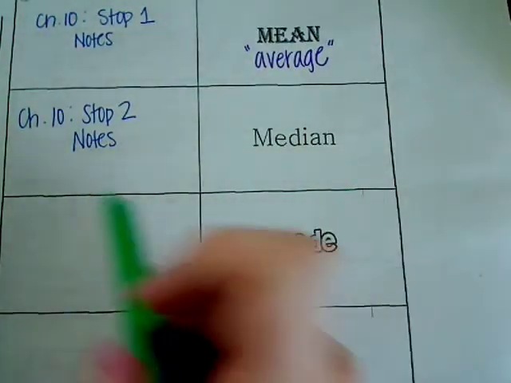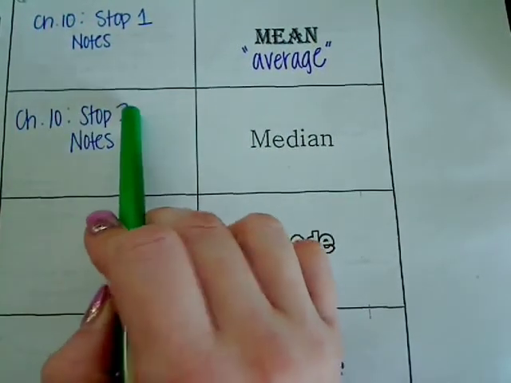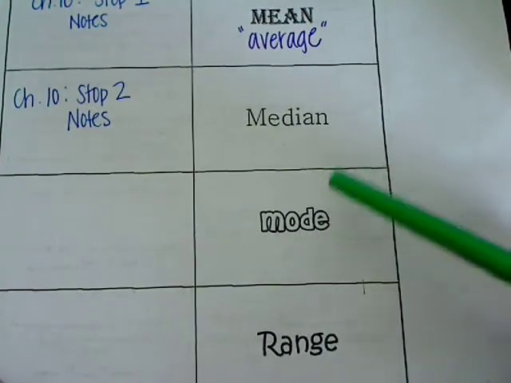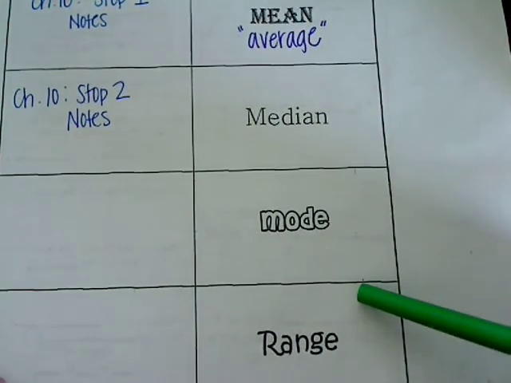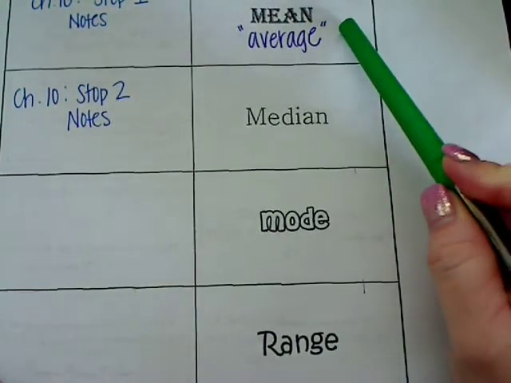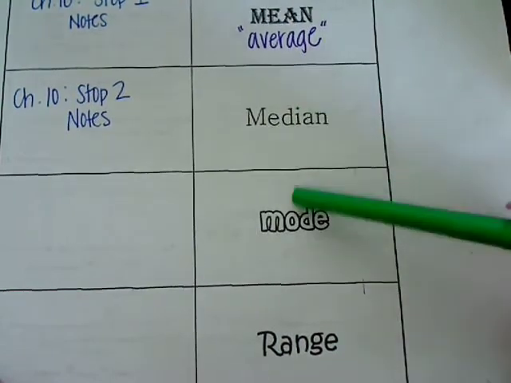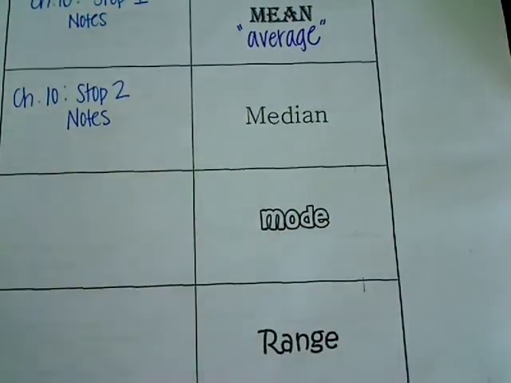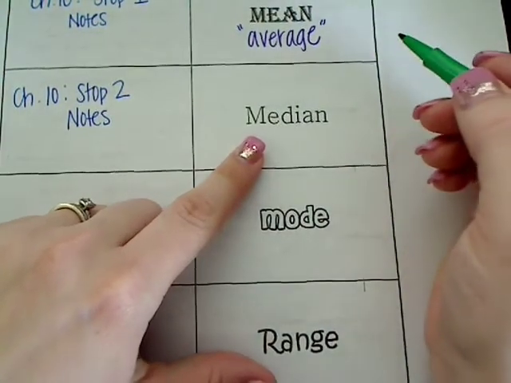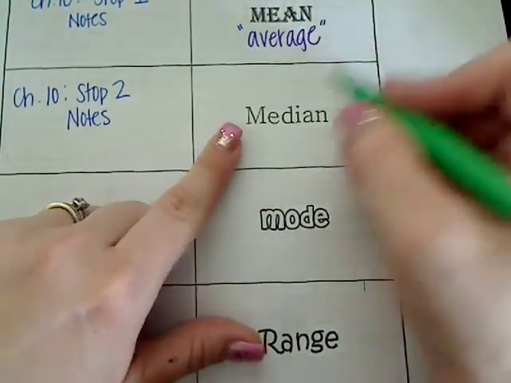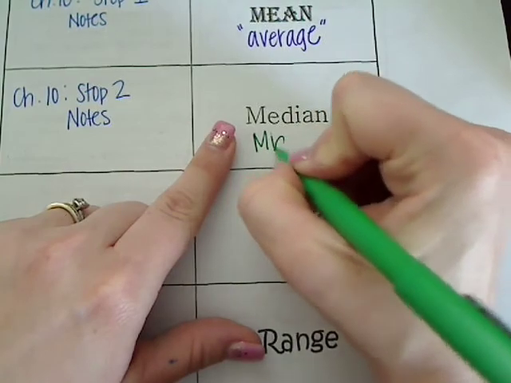Okay, these are going to be our notes for Chapter 10, Stop 2. We're going to be talking about median, mode, and range. So yesterday we talked about mean. Now we're going to talk about median, mode, and range. So the median is also known as the middle.